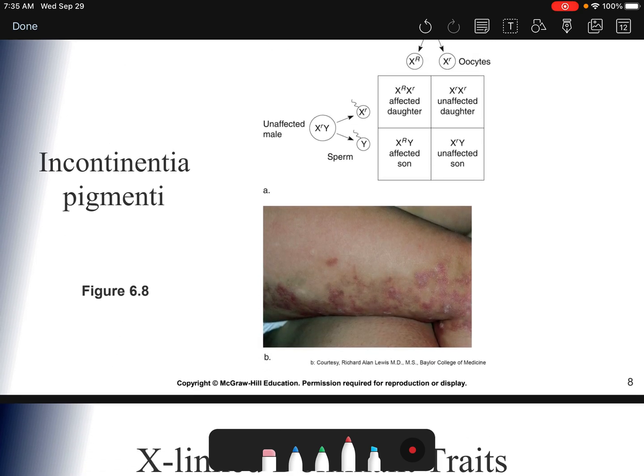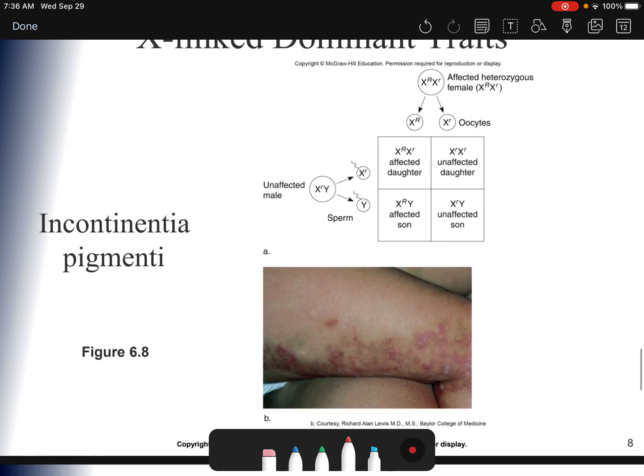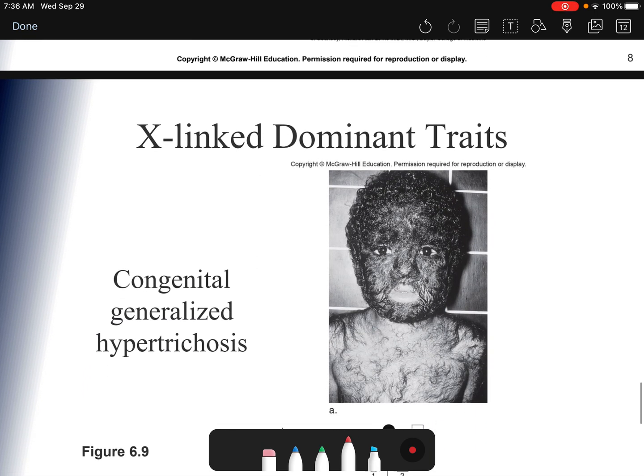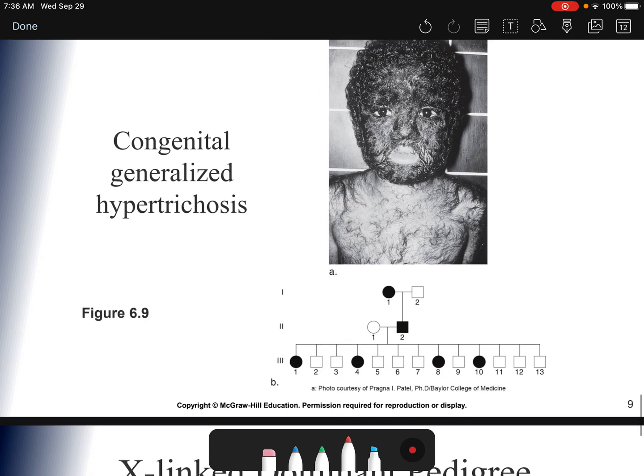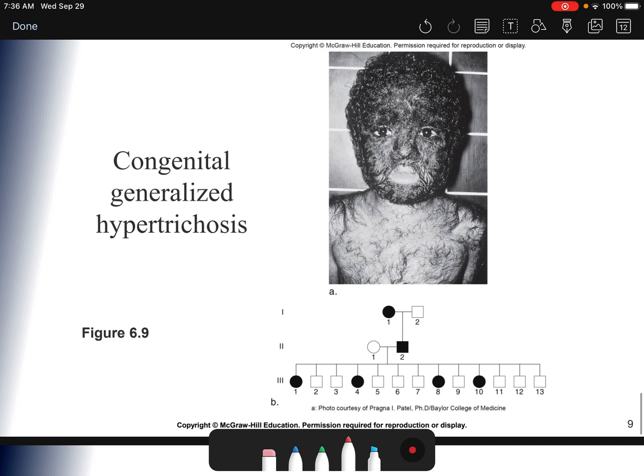Incontinentia pigmenti, which is a skin disorder, is one of the X-linked dominant traits. Maybe you've heard of werewolf syndrome or werewolf boy syndrome. That's actually congenital generalized hypertrichosis. That is also an X-linked dominant trait. And you notice here, a female had it, passed it on to her son, and then the dad here, since he's the one that had it, he passed it on to every single daughter they had, because he has the X chromosome that he passes on that had the affected allele on it, and he passed that on to all of his daughters.